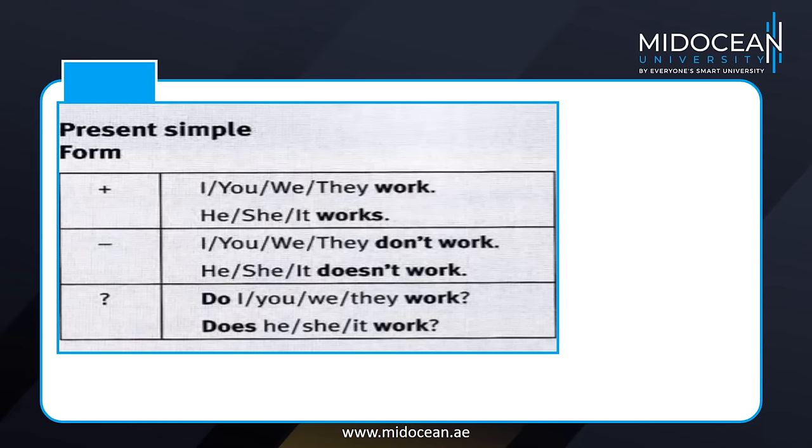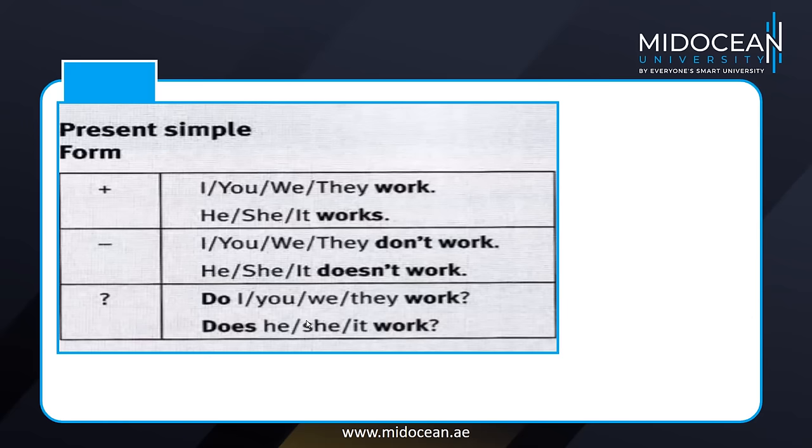Okay. Then in the negative. If I want to make a negative, I use don't when the subject is plural, and I use doesn't when the subject is singular. So they don't work. Okay. I don't go to school. But when the subject is singular, he, she or it. So he doesn't work, she doesn't work, it doesn't work. Okay. He doesn't go to school, she doesn't go to the gym, and so on.